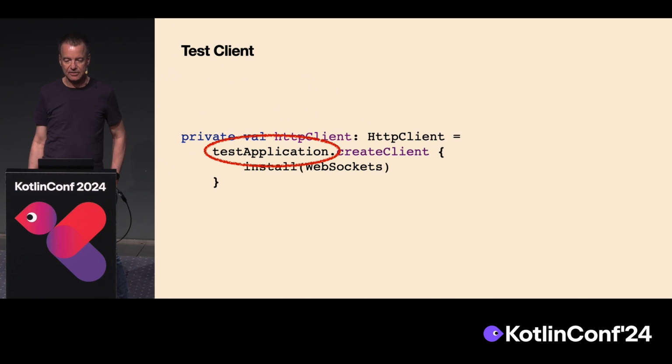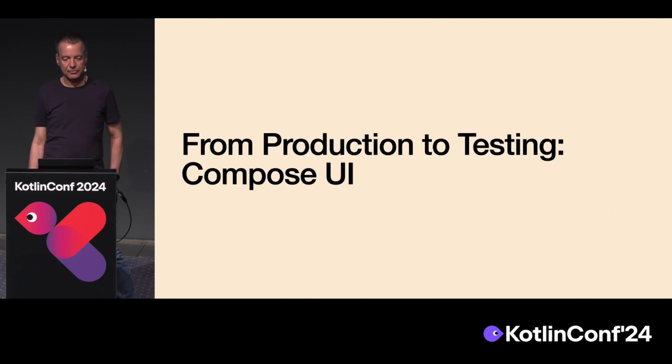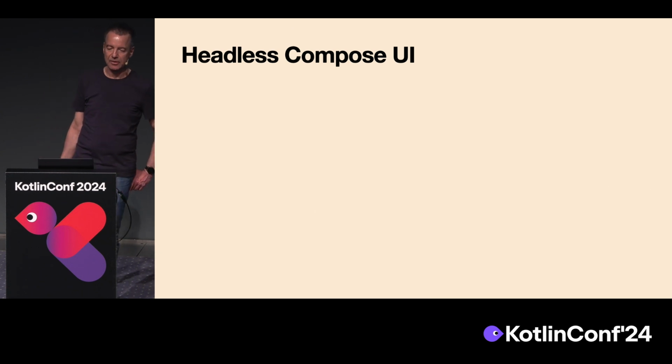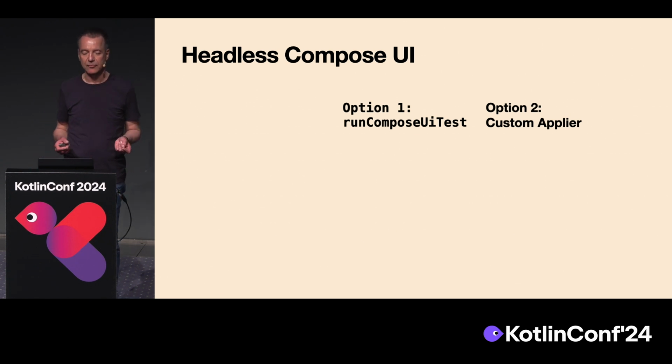So next thing is the UI. Let's look at how we can get Compose from production to testing. We don't want to rely on 1,000 persons operating the UI for us. So we need headless UIs, driven by test code. And with Compose, we actually have two options for that. We could use the test function run compose UI test, which comes with Compose. But we could also use a custom applier, which is basically inventing Compose for a new target platform.